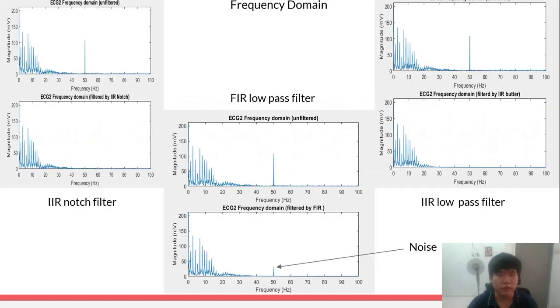And next is the frequency domain for the output. The first one is using the IIR notch filter. The second one is the IIR Butterworth low pass filter. And the 50 Hz spike is gone, you can see that. But for the FIR low pass filter, even though the magnitude of the spike was attenuated, it is still there and requires more order to totally filter out.